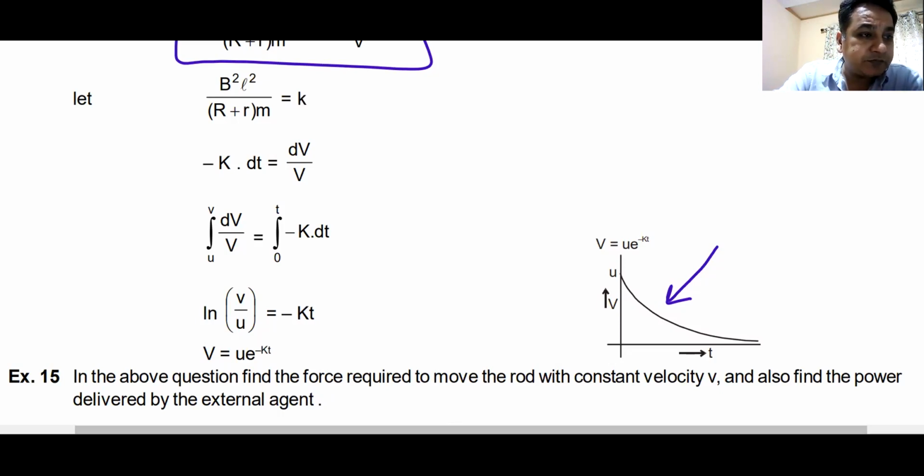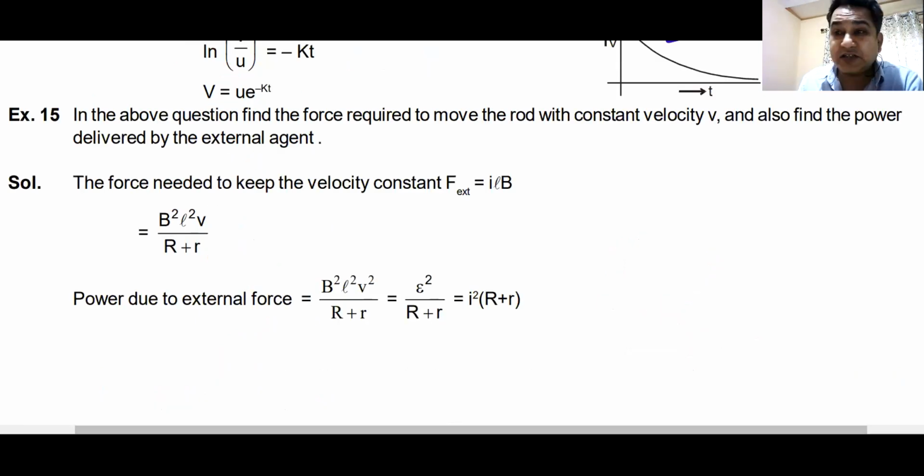The next question asks you, if in the above case, find the force required to move the rod with constant velocity. Whatever force is being applied by the motional EMF, by the current in the wire, the same force you must apply so that it moves with a constant velocity v, and that is the power of the external force. It's as simple as it gets.